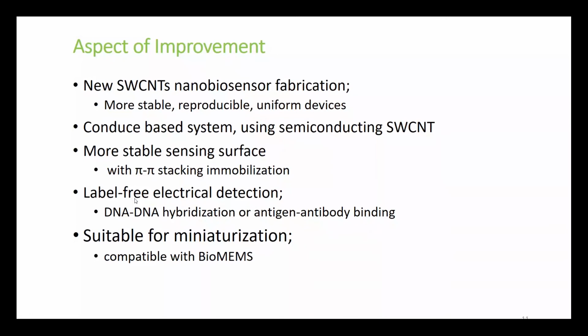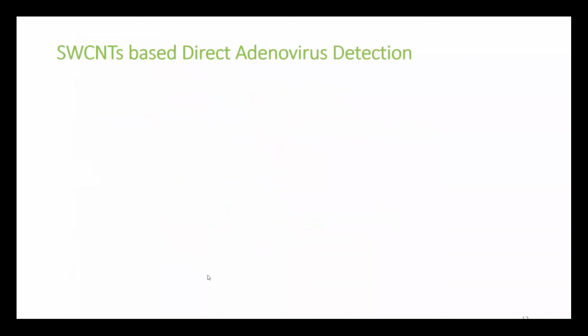Our target, like a pathogen, just binds onto the aptamer or antibody, and we can make the detection. So it is label free. We don't need any labeling, like fluorescent and colorimetric kind of labeling. We don't need anything like this. Also, it is suitable for miniaturization. We didn't do this yet, but they are available for integration with biomems or bionems systems.